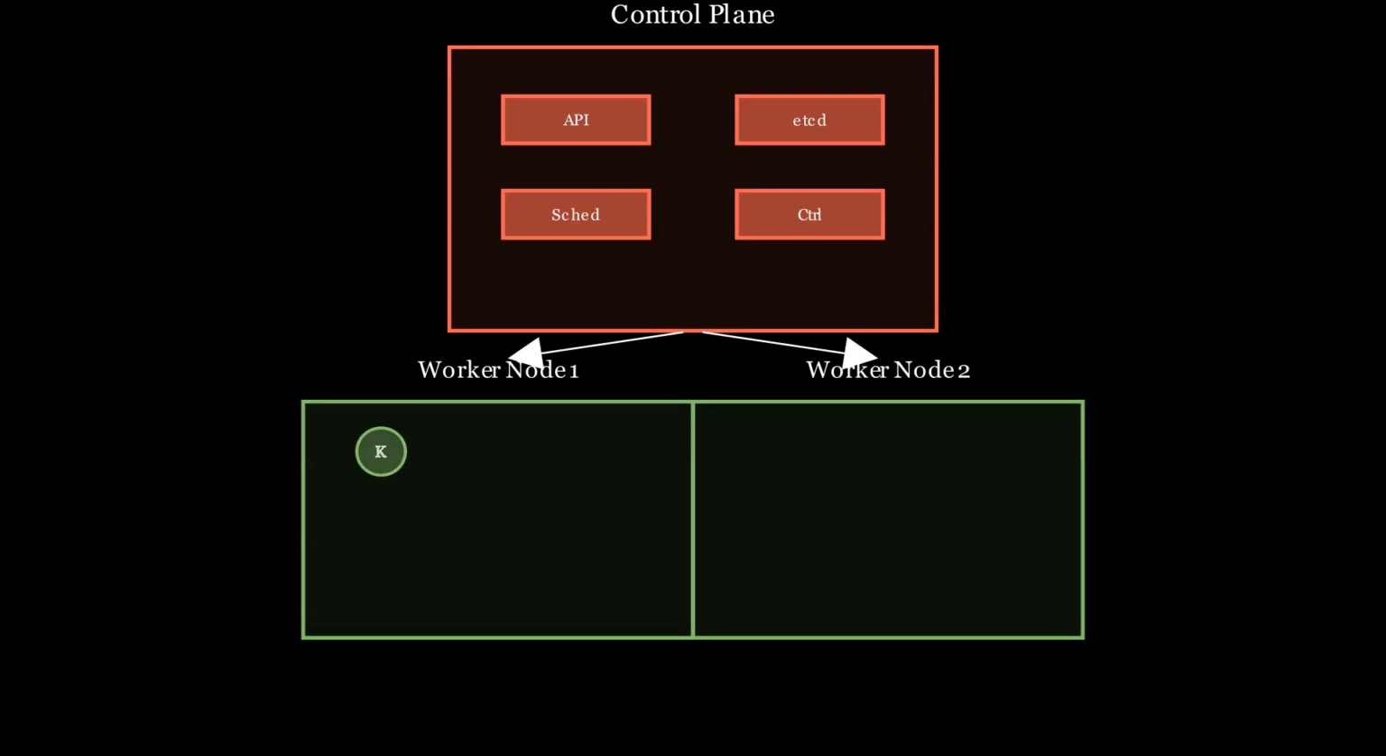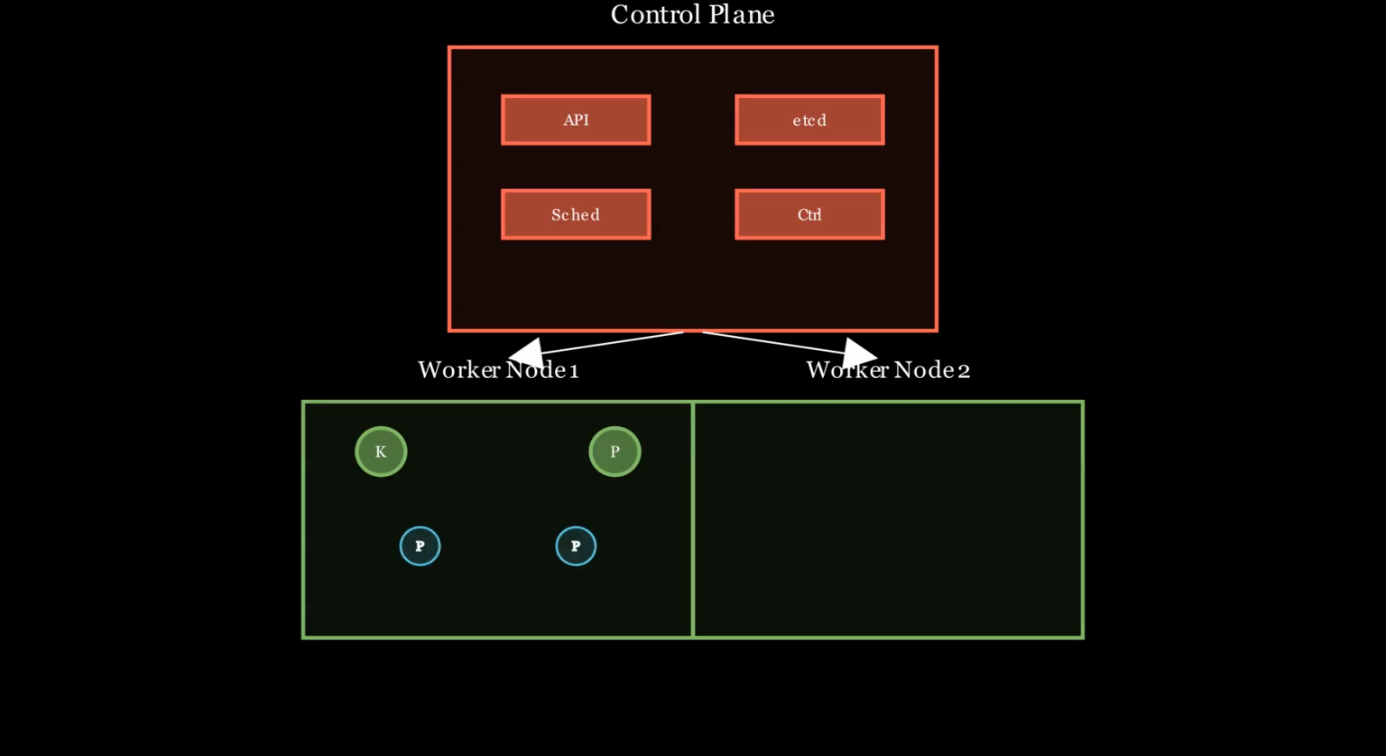Now let's examine the components inside each worker node. On the first worker node at the top left, we have the kubelet, shown here with a K. The kubelet is the primary node agent that ensures containers are running in a pod. Next to the kubelet is the kube proxy, shown with a P. This network proxy runs on each node and maintains network rules that allow communication to pods from inside or outside the cluster.